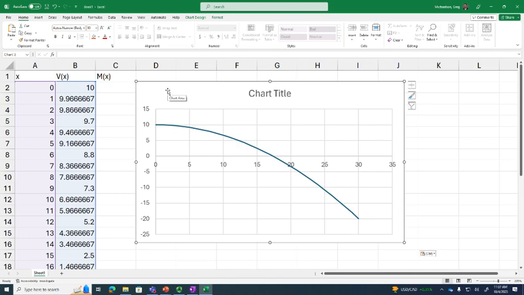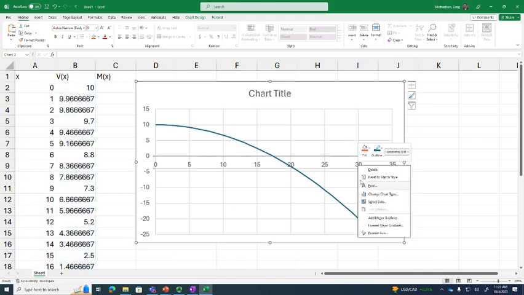Now, before we plot the moment function, I want to do a little bit of formatting to make it kind of nice. So first thing I'm going to do is format this horizontal axis. So I'm going to write, yes?